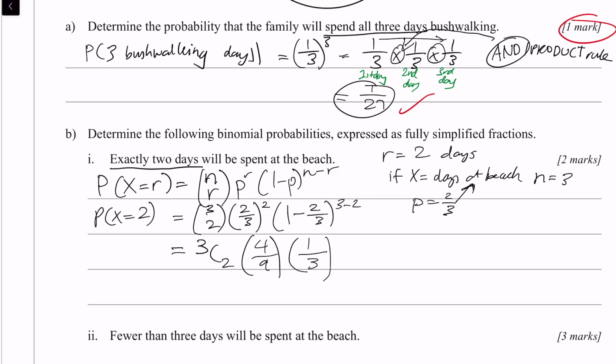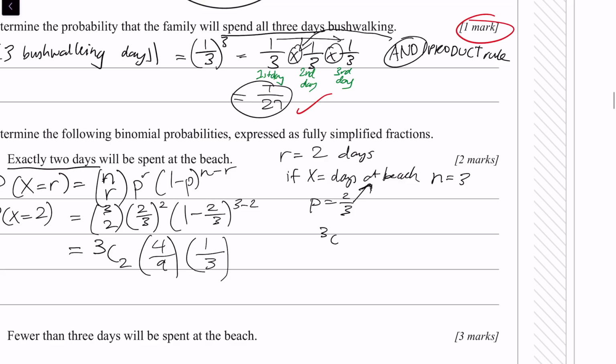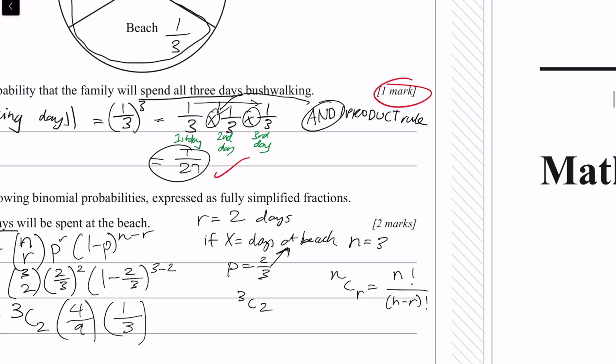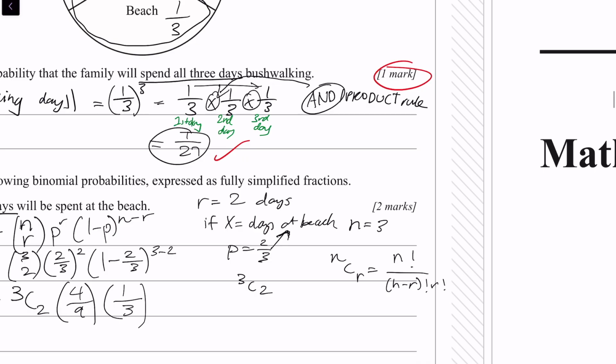And I know with this 3C2, there's 2 methods I know of solving this. So one is knowing or just memorizing the formula. It's not on your formula sheet, but basically nCr is equal to n factorial over (n minus r) factorial times r factorial. Okay.